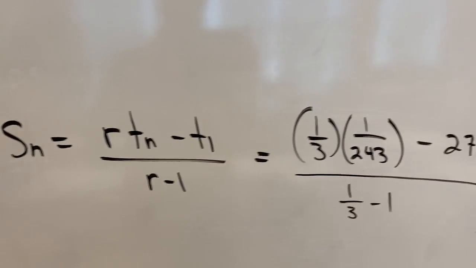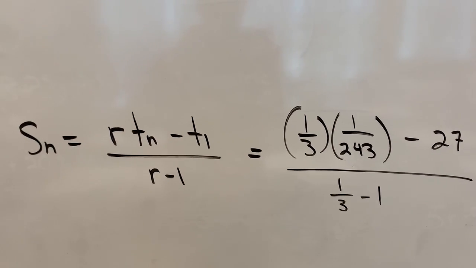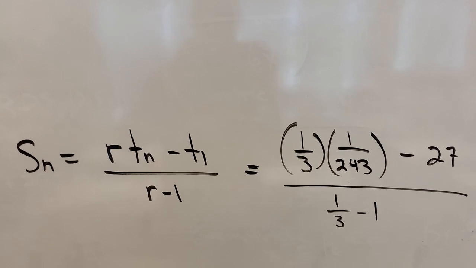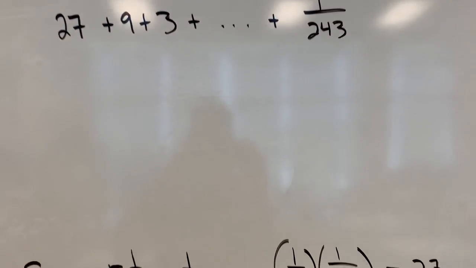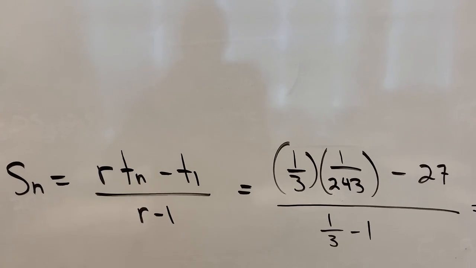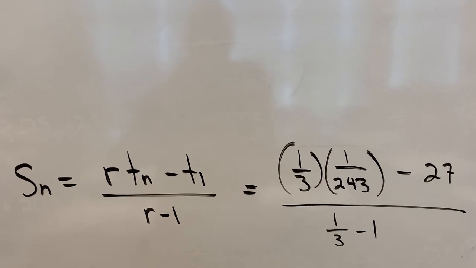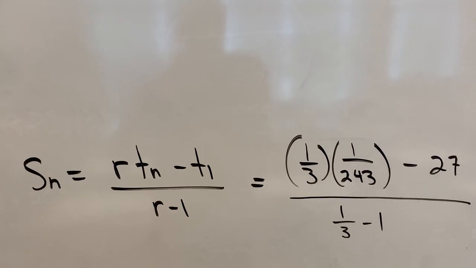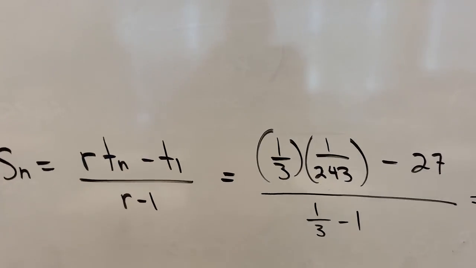For this question, the numbers are a little ugly. The ratio is a third. The final term we're adding is 1 over 243. The first term in the series is 27, and the ratio is a third again on the bottom. So you better be careful with your order of operations.